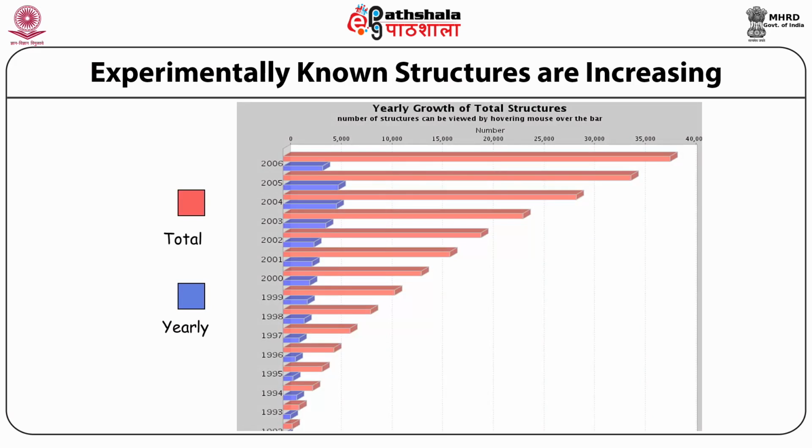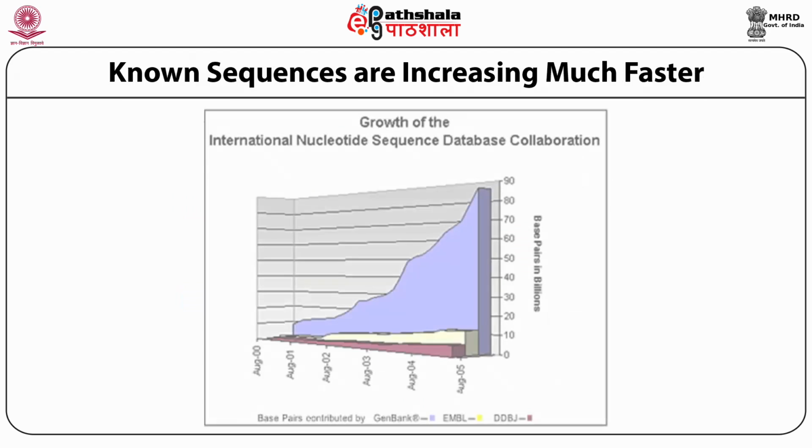Here this graph tells about how the number of experimental structures which are known till date are increasing with time. As you can see, the graph is kind of exponentially increasing. So year on year, more and more new structures are coming up. Now that's a great thing. But if you look at the number of sequences in the next slide, you see that the rise in the number of sequences far outstrips the rise in the number of structures.